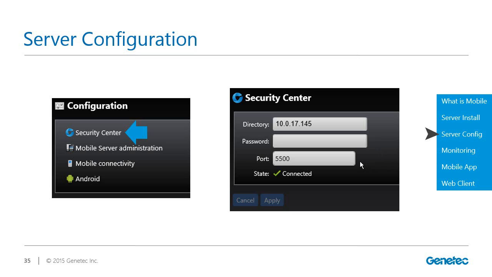Now, the port here is the one used to connect to Security Center, which is 5500 by default. You'll only need to change this if you modify the incoming connection port in the server admin. Now, if it can reach the Security Center system, after a minute or two the state should change to connected here. Otherwise it will give you a message telling you why it can't connect.